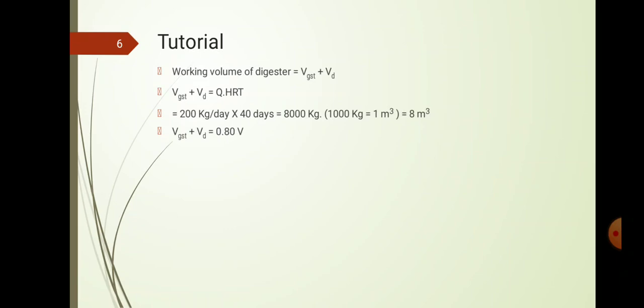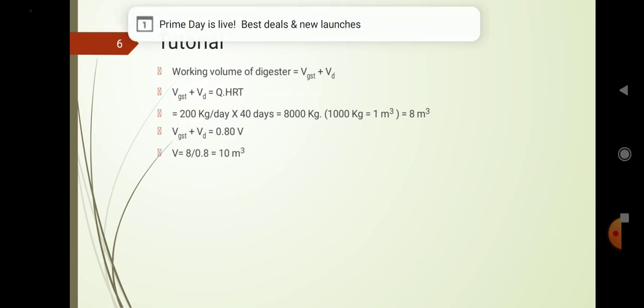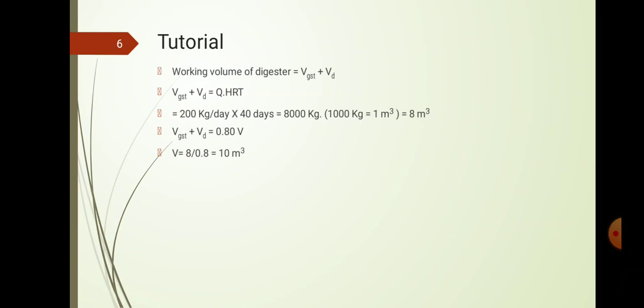And we also have this equation. We have found that VGST plus VD is 8 meter cube. And we also have this design equation, that is VGST plus VD is 0.8 times total volume. So what will be V? Total volume will be 8 by 0.8. So VGST plus VD is 8 meter cube divided by 0.8. So the total volume we have found for handling this digestion process is 10 meter cube.